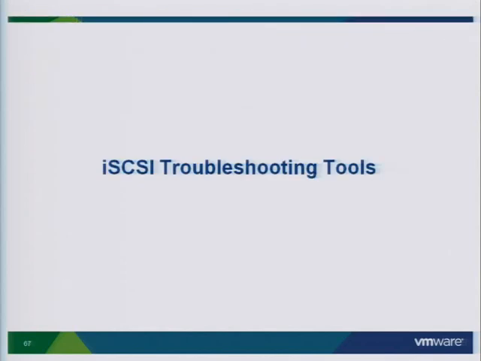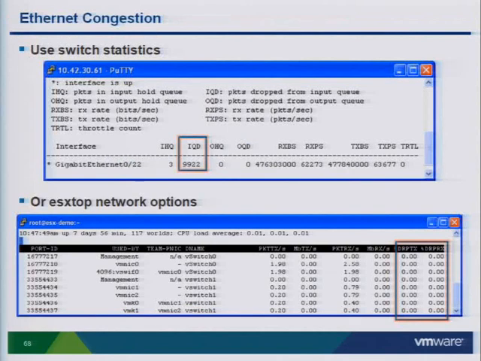There's a handful of tools that we have available in ESX and elsewhere for figuring out what's going wrong with your iSCSI configuration. Ethernet congestion is the big thing. Take a look at your switch stats. So here we're looking at the port statistics for a Cisco switch, and in this case, you can see that we've received 62,000 frames, and we've dropped almost 10,000 of them. This thing was reporting 0 throughput when I captured this.